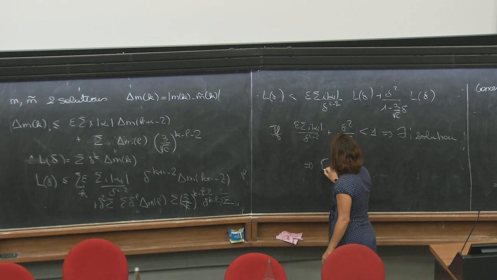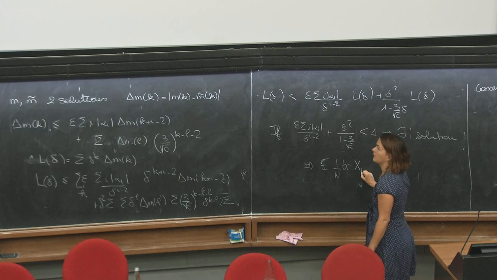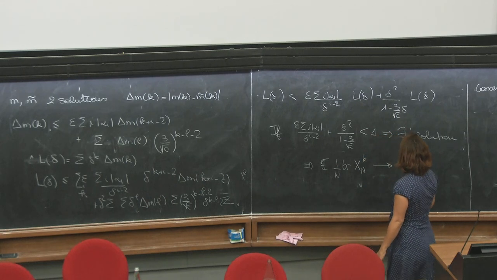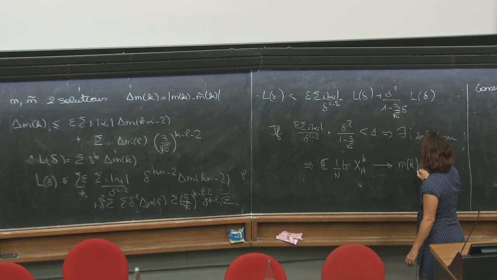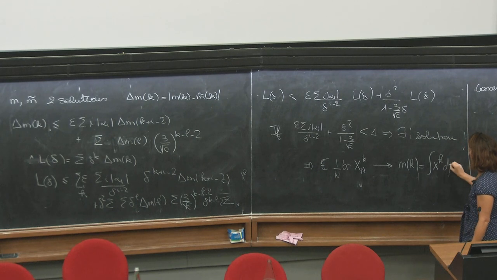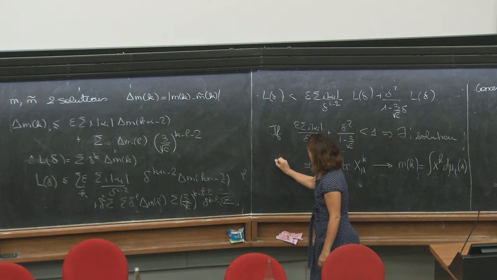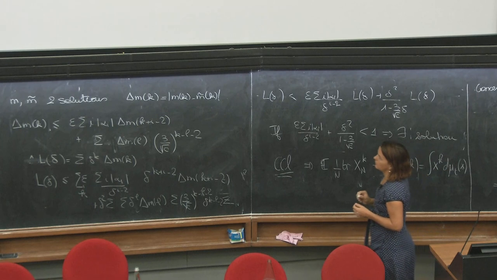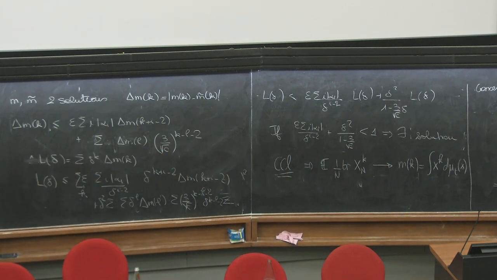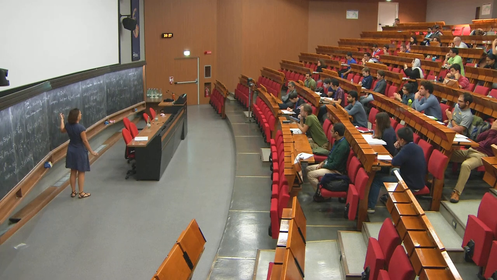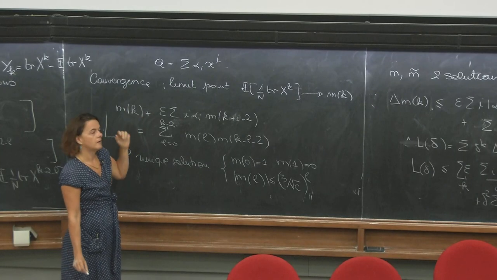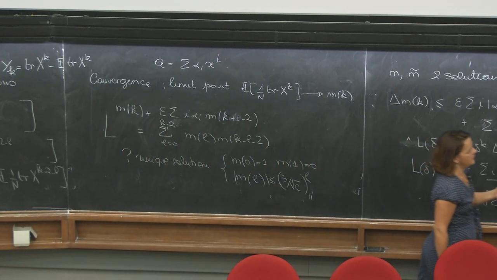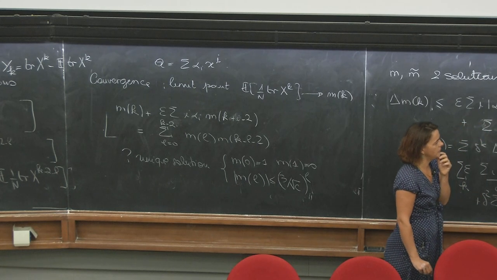And so what you conclude is that the expectation of 1 over n, the trace of x n to the k, converges to m k, which is the solution of this equation, which is a moment of some probability measure. Okay, so that's the first result. What you can check also is that if you look at this equation, it's also satisfied by this solution that I was telling you, this enumeration of maps. And so because you have a unique solution, again, you can see that this limit will be given by this generating function for the enumeration of maps.